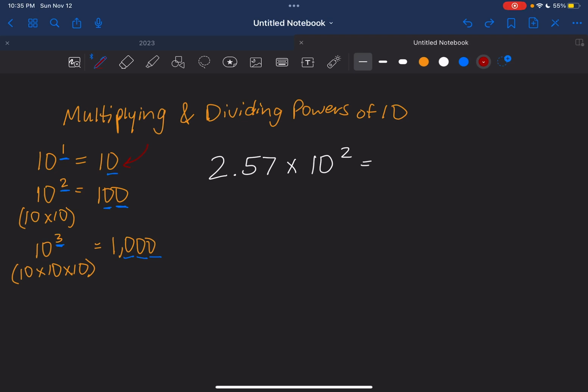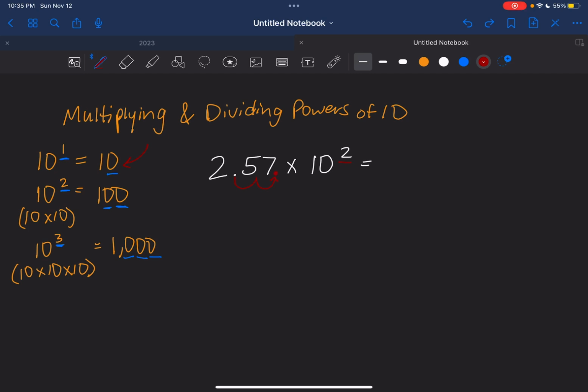And I know that if I'm multiplying by 10 to the second power, or 10 to the power of 2, how many times am I going to move my decimal point to the right so that my number gets bigger? I'm going to move it 2 times over. Okay, so I'm going to move it 2 times over and draw out my new spot.